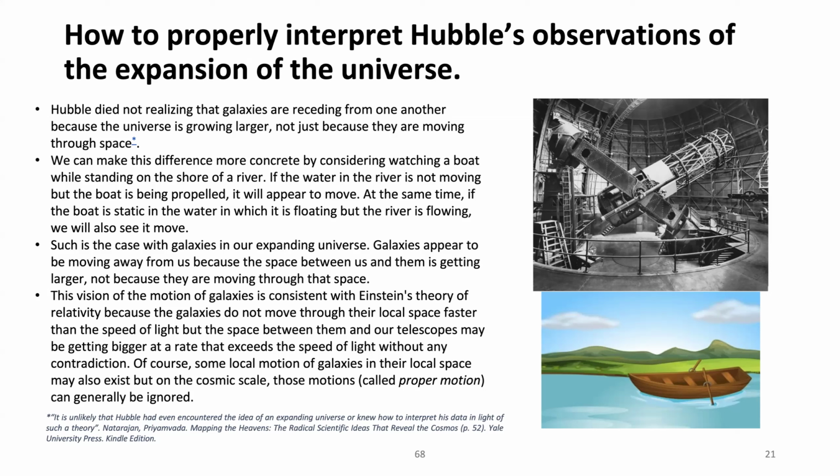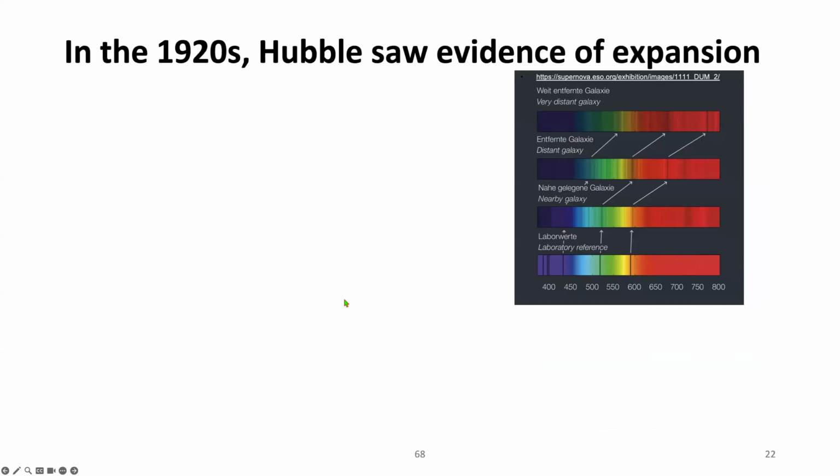And it turns out virtually all of the velocity that Hubble saw in the objects moving away from him was the result of space expanding. The objects actually do have or can have motion in the space in which they're embedded. That's called proper motion, but it's ignorable on large scales. So let's take a look at this redshift issue.